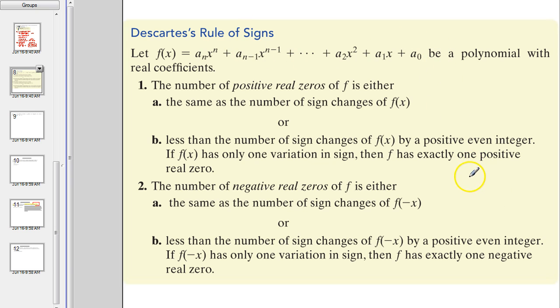All right, and then for the number of negative zeros, you plug negative x into the polynomial, and then you find the number of sign changes of f of negative x, and then same thing. If you have 4 sign changes, you can have 4, 2, or 0 negative. If you have 5 sign changes, you can have 5, 3, or 1. Okay, it's always going to be all odds or all evens when you do this. Alright, so let's practice it and see how we do.